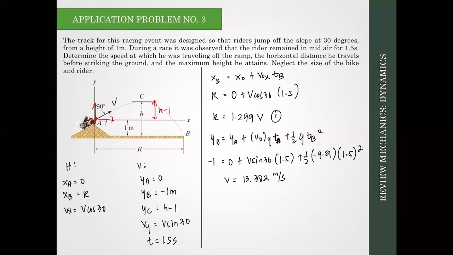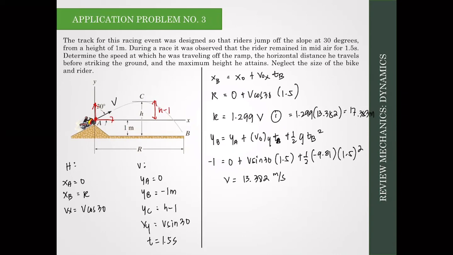So may nakuha tayong value ni V. Makakalculate na natin yung range natin. No? 1.299 times 13.382. So that is equals to 17.383 meters. No? So may velocity na tayo. Ano pa ang pwedeng hanapin natin? So yung H na tayo, no?